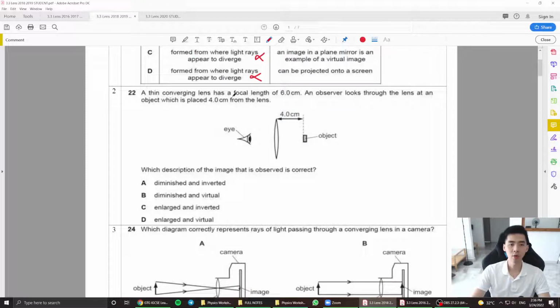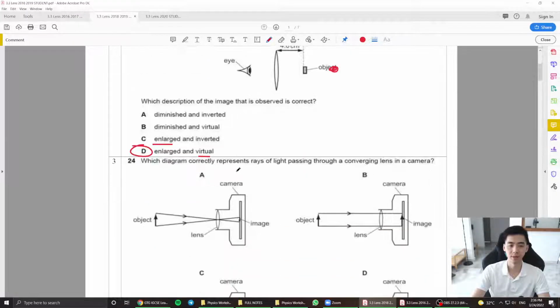A thin converging lens has a focal length of 6 cm. An observer looks through the lens at an object which is placed 4 cm from the lens. If the focal point is further, that means to say this is yet again going to be a magnifying glass. Which description of the image is observed correct? It is definitely going to be enlarged, and it is definitely going to be virtual. So D is going to be the answer here.